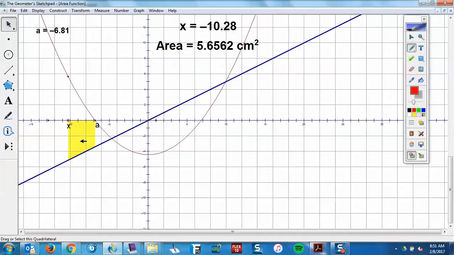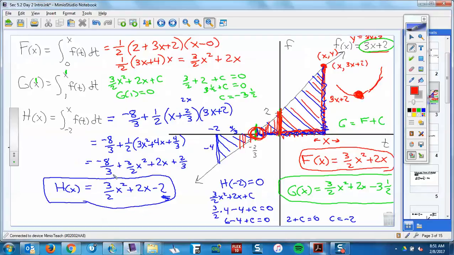So I'm not sure that's that big a deal. I think it's important to understand that and make sense of that. But the bottom line is, when it comes to the chart, when it comes to a question like where is big F increasing, big F is increasing from negative 2/3 to infinity. Would you agree with that? Big F is increasing from negative 2/3 to infinity. Why? Because that's where little f is positive.